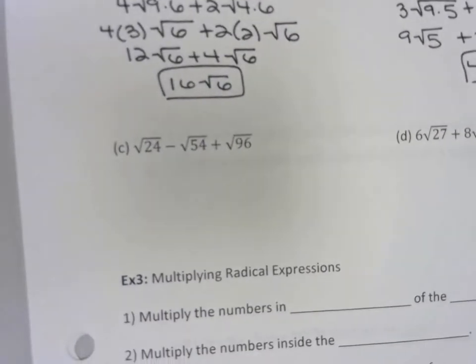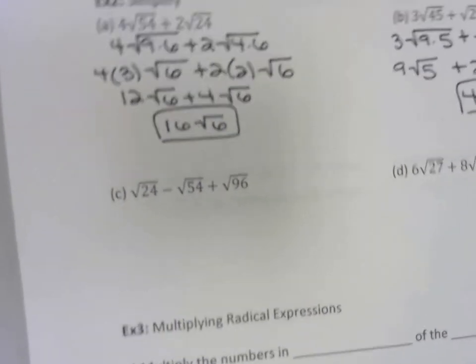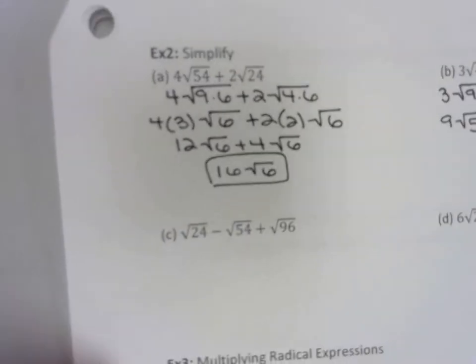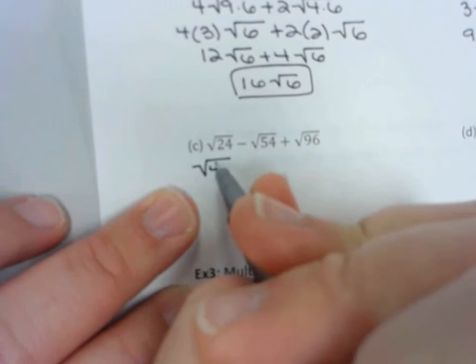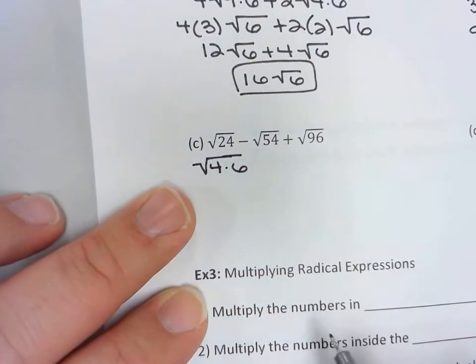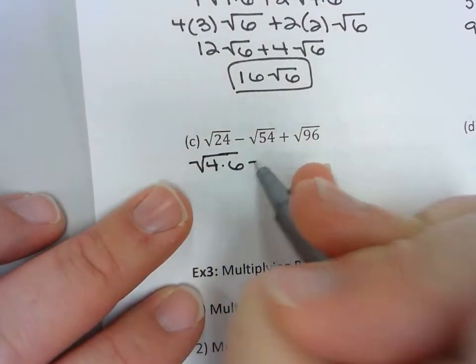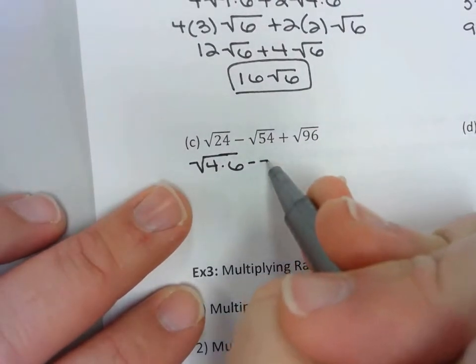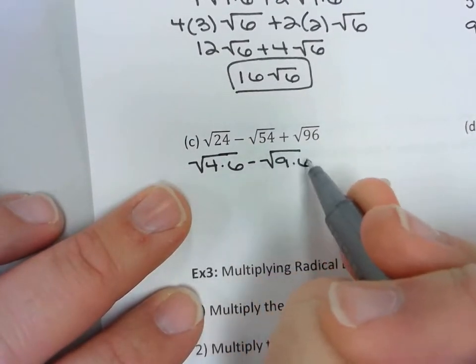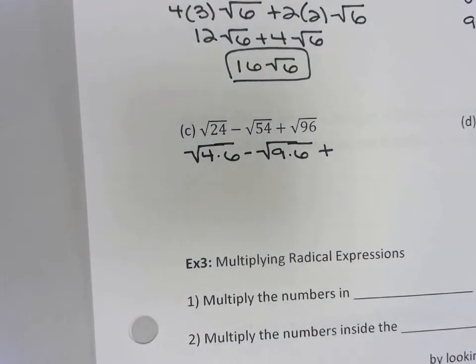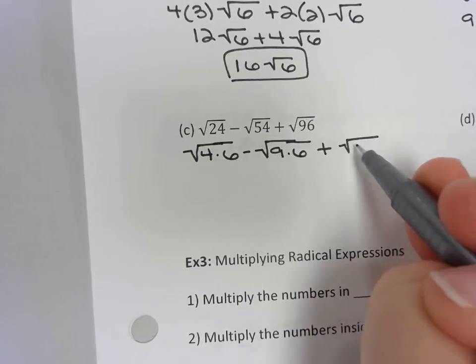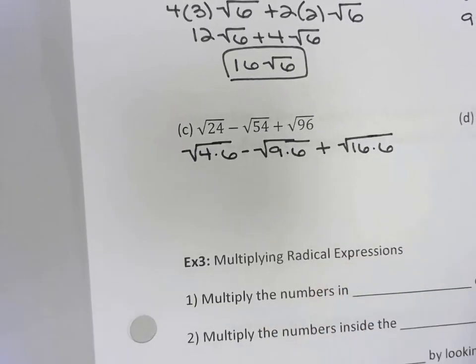Okay, let's look at C real quick. Let's look for perfect squares. The biggest perfect square that goes into 24 is going to be 4 times 6, so rewrite that as 4 times 6. Minus the biggest perfect square that goes into 54, 9 times 6. Plus the biggest perfect square that goes into 96 is 16, so square root of 16 times 6.